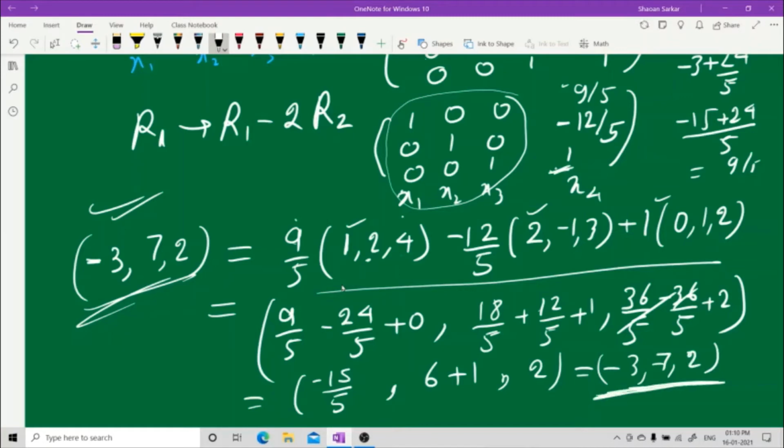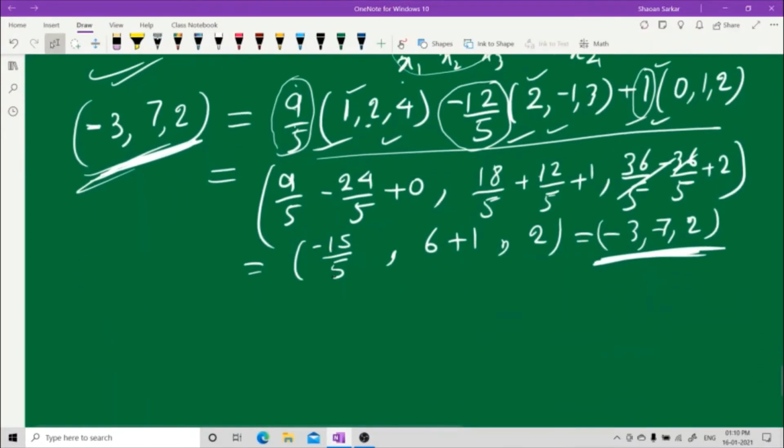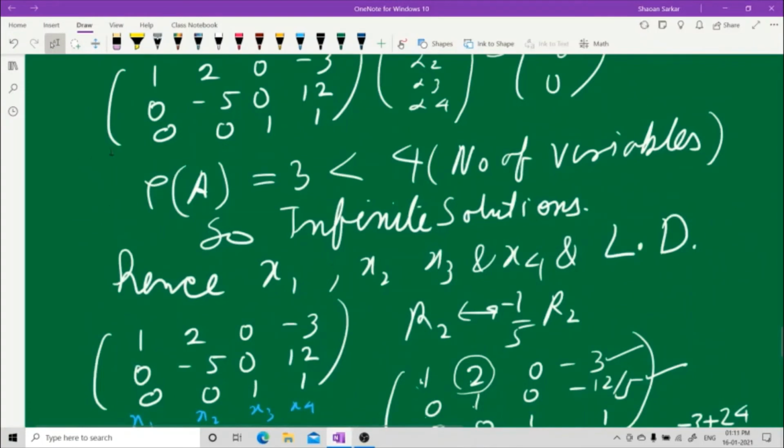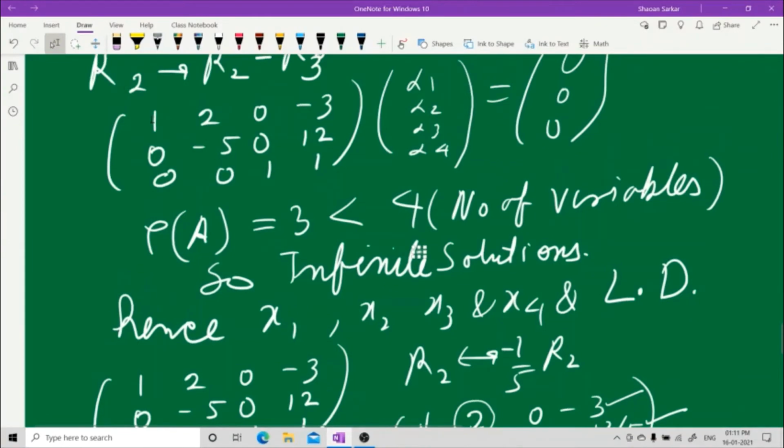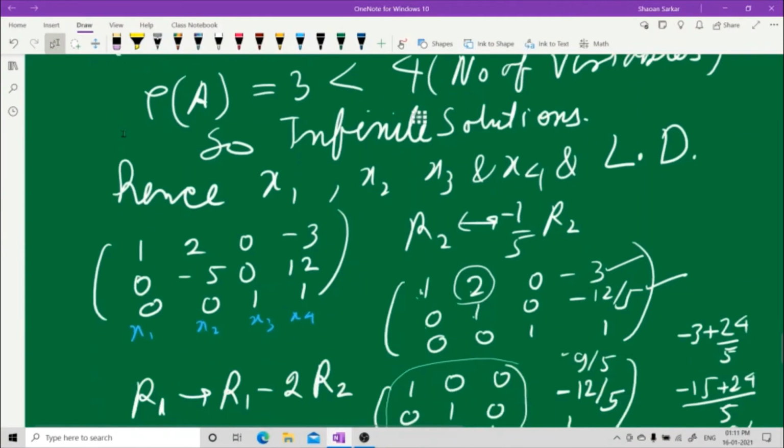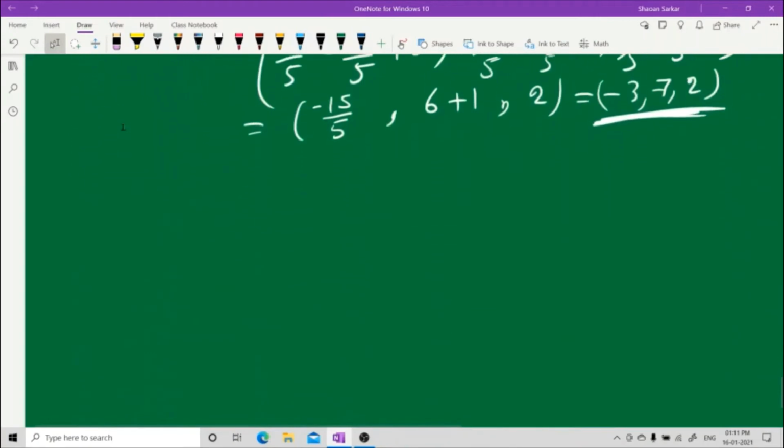Did you see? You got this vector by the linear combination of these vectors. See, alpha 1 is not 0, alpha 2 is not 0, alpha 3 is not 0. Therefore, this vector has been expressed in terms of these vectors. So this is linearly dependent. Now, supposing you want to find this infinite solution. So what you do is that you take this equation again.